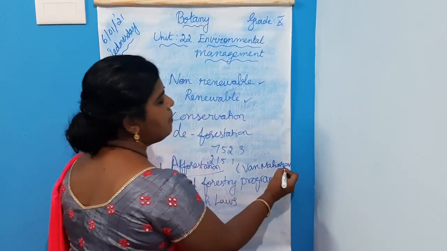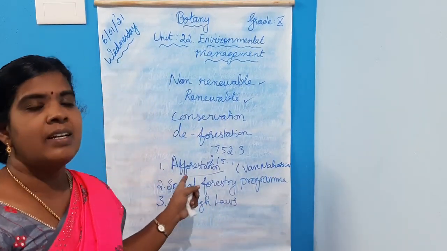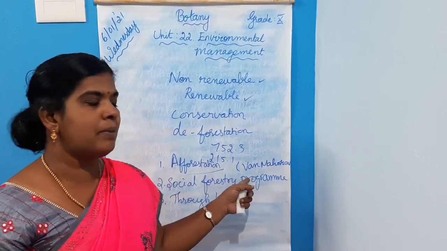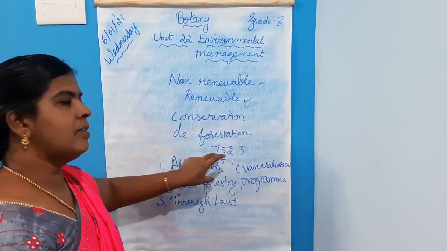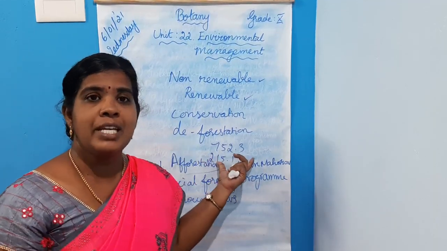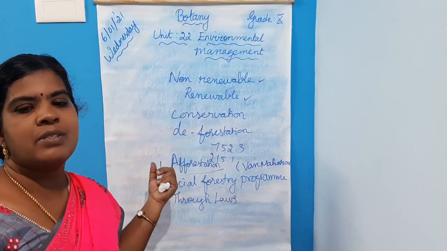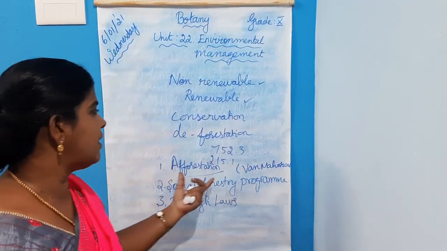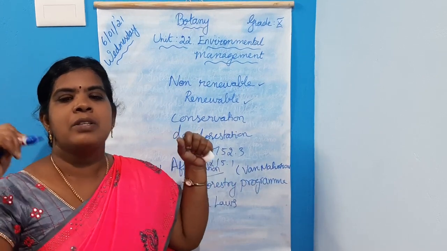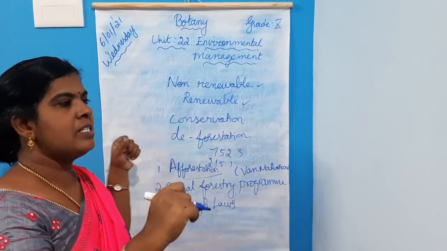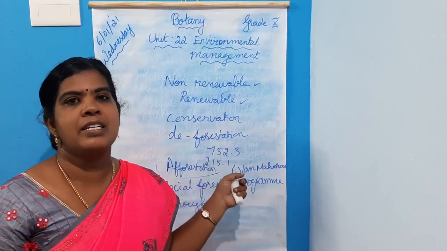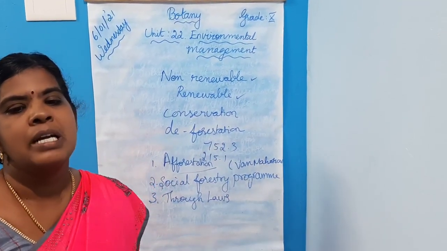It's a tree planting festival, started by the government. This afforestation aims to cultivate more trees. Van Mahotsav is a tree planting program. It's an important measure taken by the government to protect the trees. Afforestation is the cultivation of more trees.